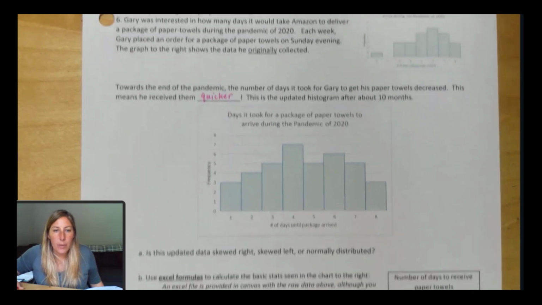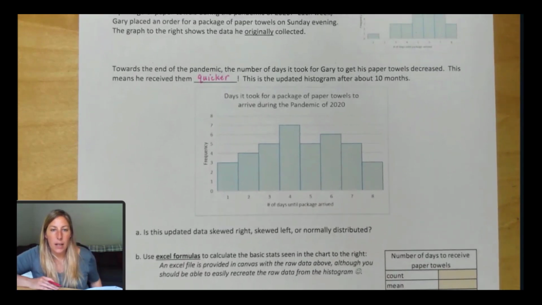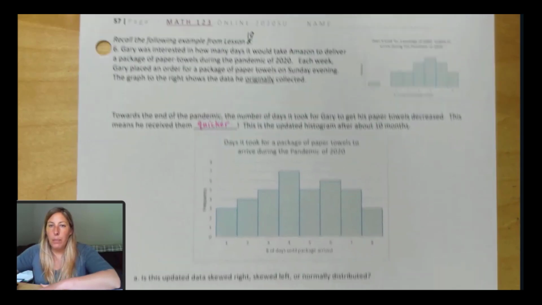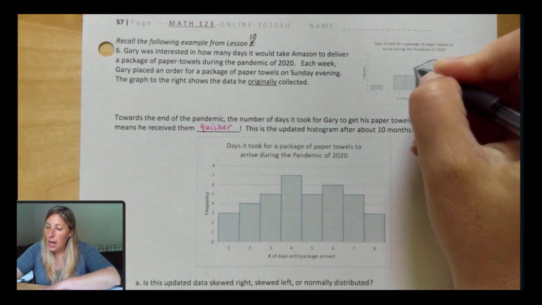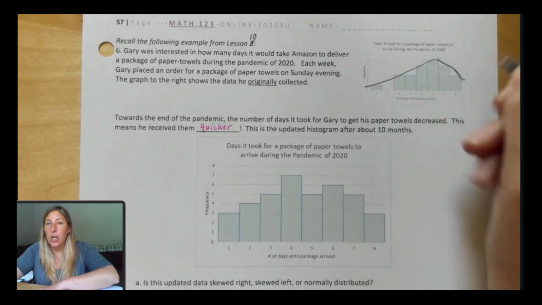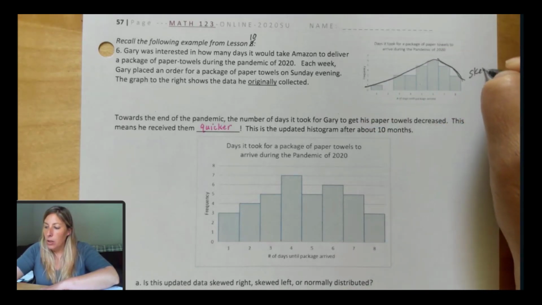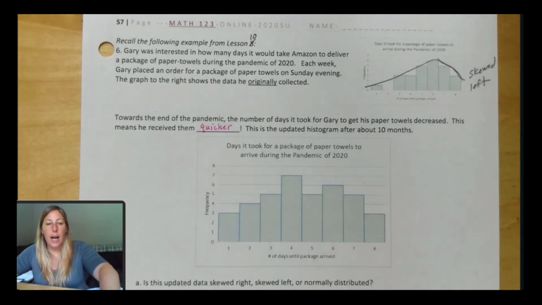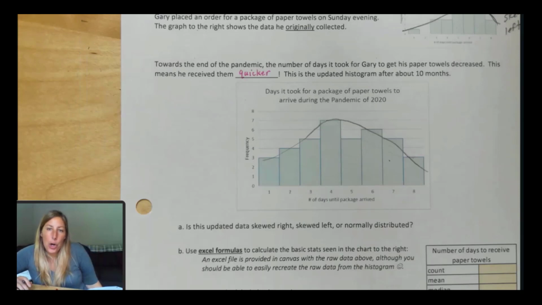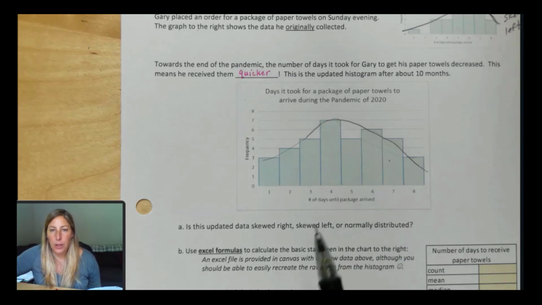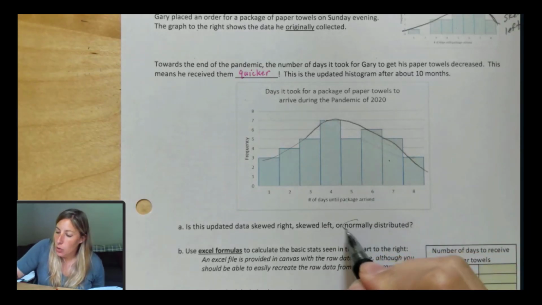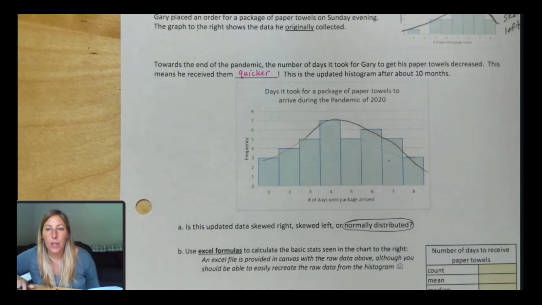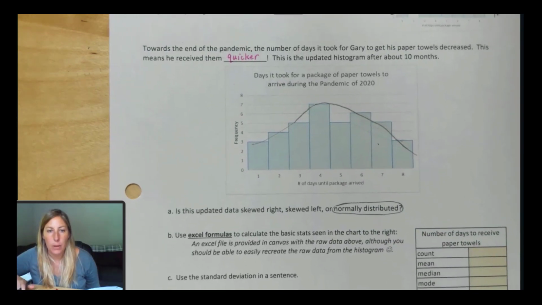Now, if we look at this updated data, is it skewed right, skewed left, or normally distributed? Well, remember our data from up here kind of had a tail going to the left, right? So this one was what? Skewed left. But this one here, if I were to connect the dots, it's not 100% clear that it's skewed left or skewed right. This is more of a normal distribution. So we're going to say that this is normally distributed. It's a little bit off from normal, but it's close enough that we can study it as normally distributed.